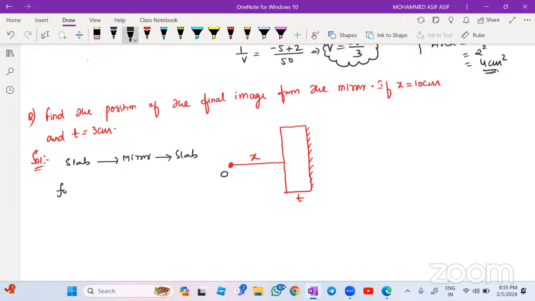If I'm talking about slabs, I already told you when object is in front of the slab, so S will be equal to T into 1 minus 1 by X. So thickness is given as 3 into 1 minus 1 by X, X is also given as 3. So that will come out for me how much? 1 centimeter.